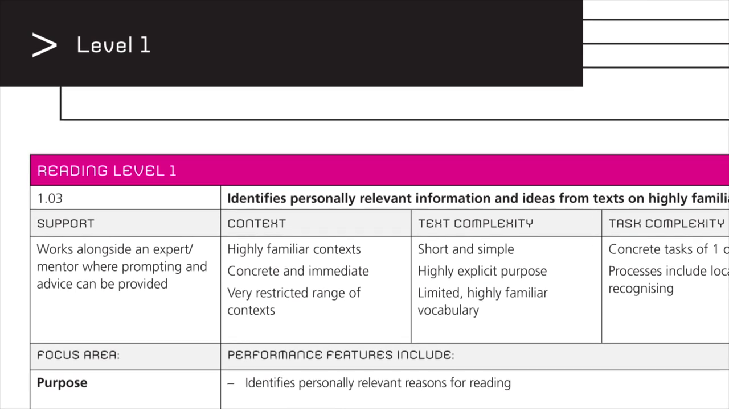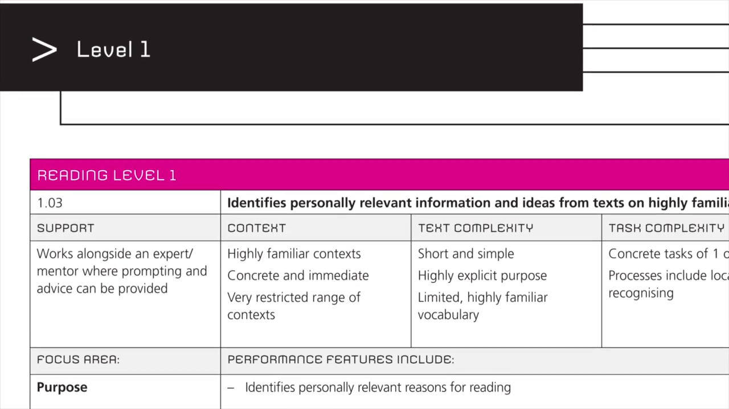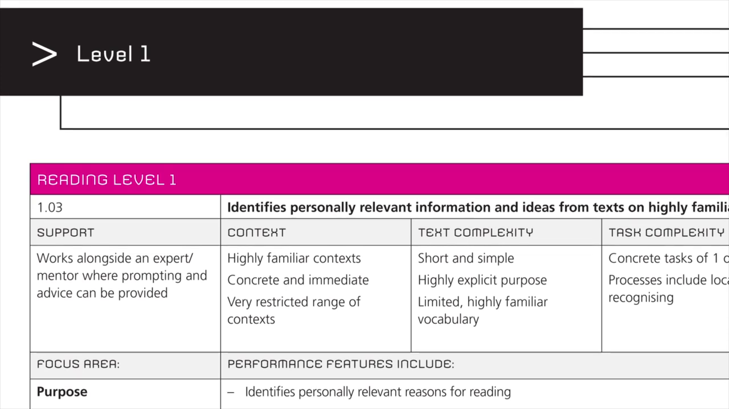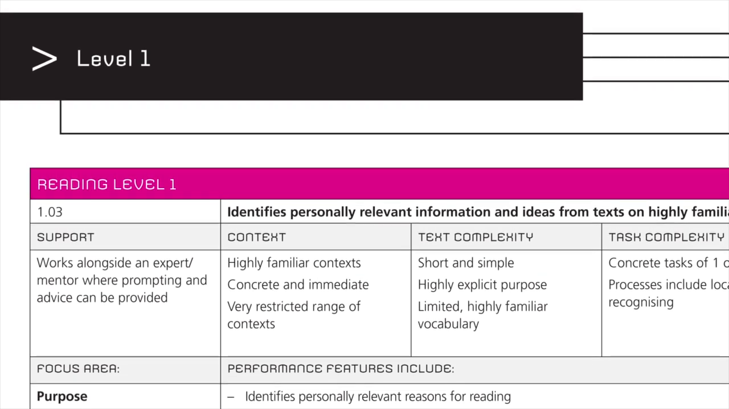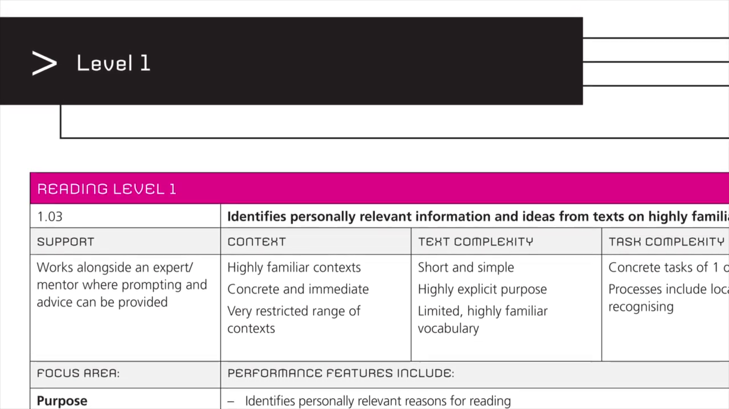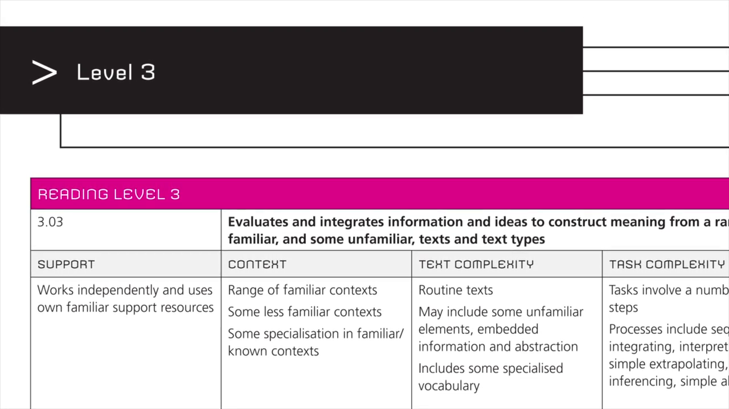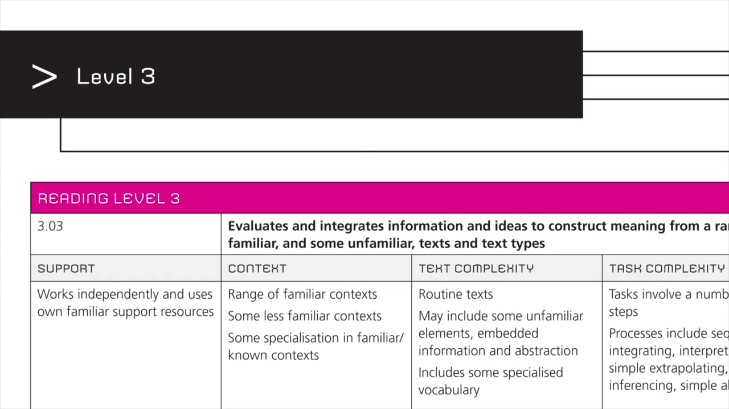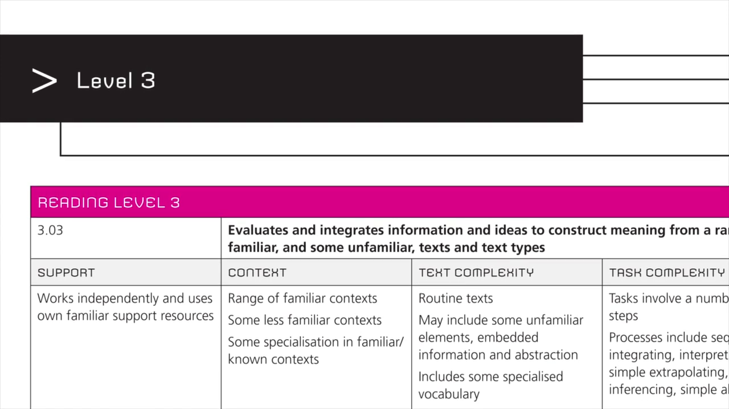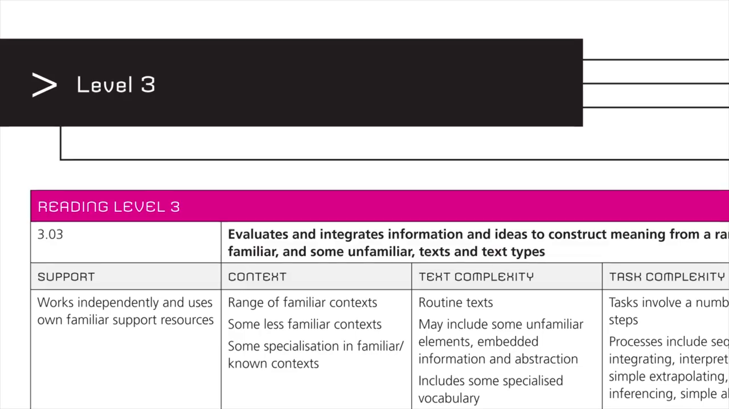For example, a learner who can only read short, simple texts on familiar topics is probably reading at ACSF Level 1. A learner who can read longer texts with some complexity and several ideas or pieces of information is probably reading at ACSF Level 3.